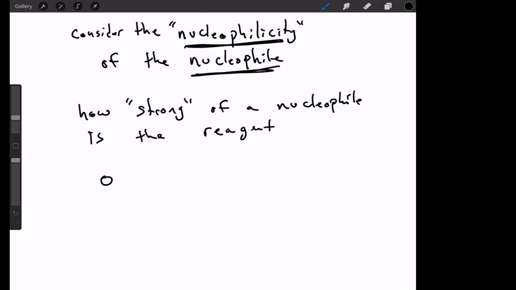Let's consider hydroxide versus water. Do you think that they're both nucleophiles? What do you need in order to have a nucleophile? You got to have electrons. The electrons have to be able to attack. And so one student answered, yeah, they're both nucleophiles. And in fact, they are both nucleophiles. But one of them is stronger than the other one. And why might that be?